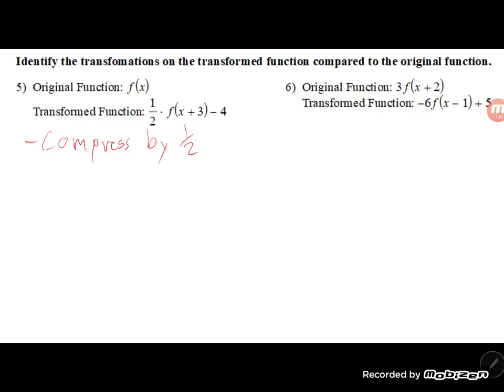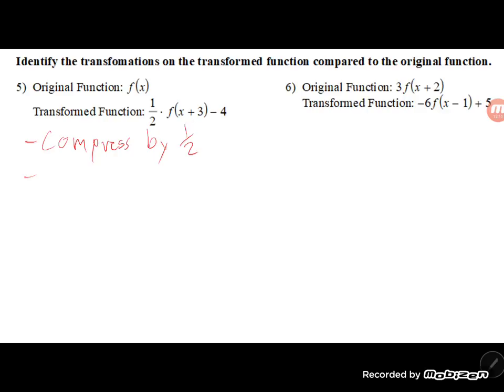Now, why is that going to compress it? That's going to compress it because it's being multiplied by a number that is less than 1, meaning the magnitude of it is less than 1. So anytime you multiply by numbers like that, things get smaller. Even if you did 1/2 times 6. 1/2 times 6 would produce 3. That number got smaller. So we're going to call this a compression, and how much it's going to compress by is 1/2.